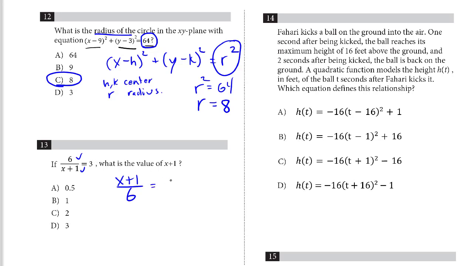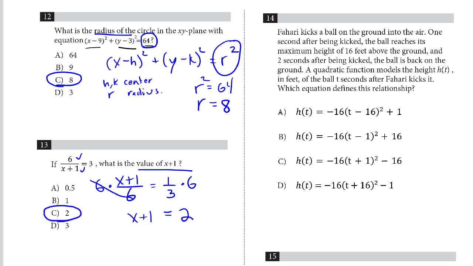The reciprocal of 3 is 1/3. Now I can multiply by 6 on both sides to get rid of my denominator. The 6's cancel. x + 1 equals 6 divided by 3, which is 2. Again, what is the value of x + 1? It's 2. The correct answer for 13 is C.